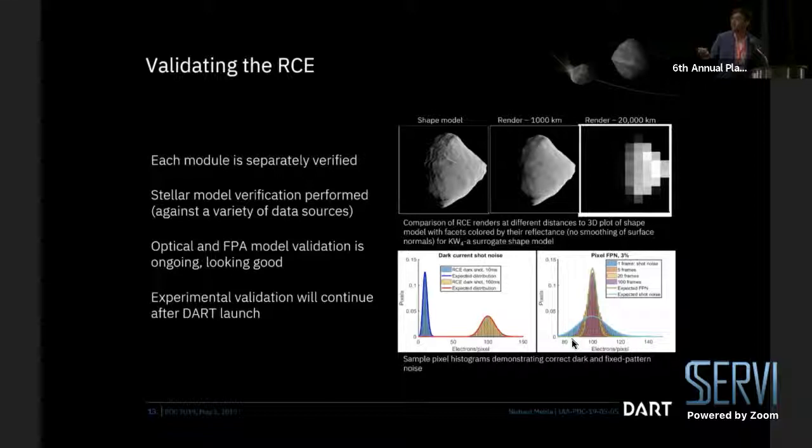We validated the system against those conditions and ensured that this stellar model is verified against a variety of data sources. Our optical and FPA models look good against engineering data that we have from the Draco team. We'll continue doing validation and verification work over time as we get more data from the engineering teams, and even after DART launch, as others have mentioned, we'll be doing star calibrations and looking at the moon. We'll use that data to feed our simulations and improve them over time.